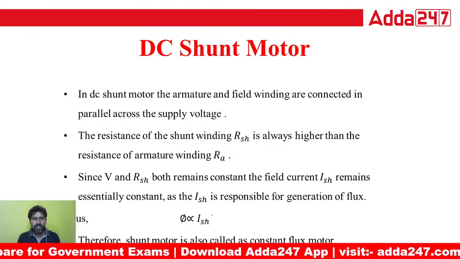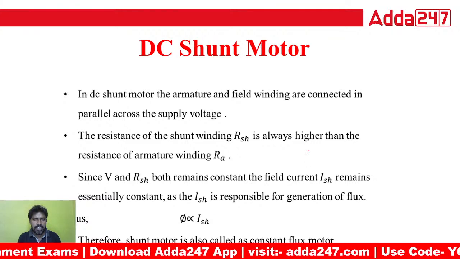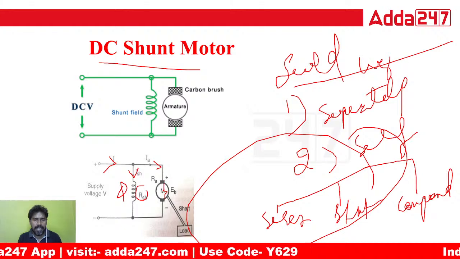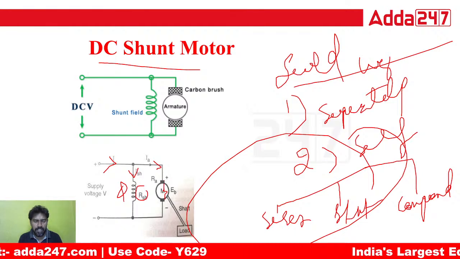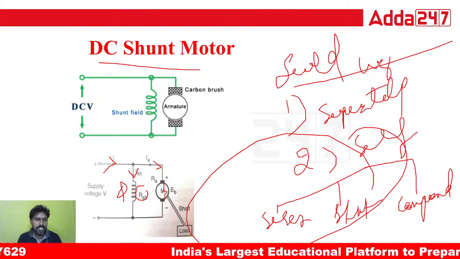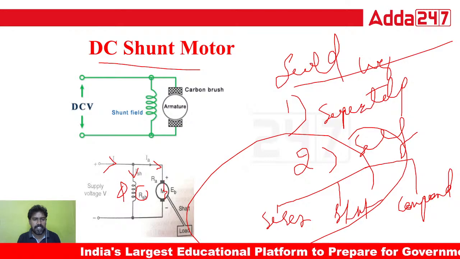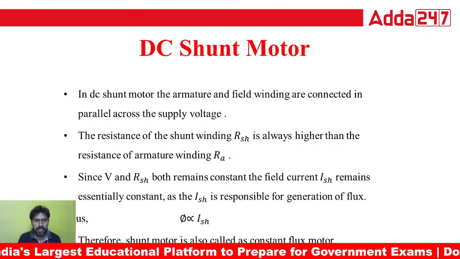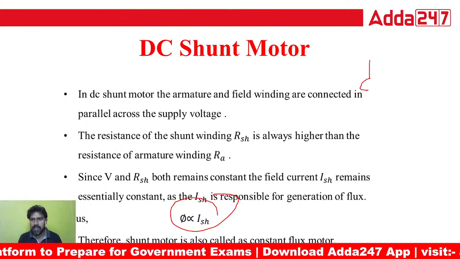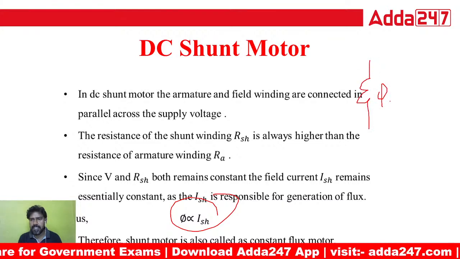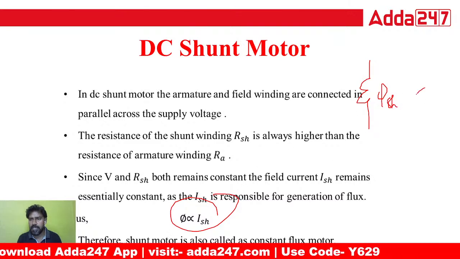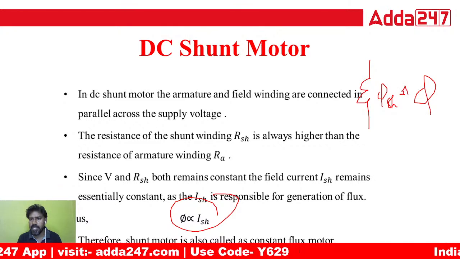For a shunt motor, the flux produced in the shunt field winding is phi SH, or you can represent it as phi only. That is directly proportional to the current passing through the field winding. When current increases, flux increases. You can see the relation, that you must and should remember: the flux produced in the field winding of a shunt motor. No need to bother about the representation.